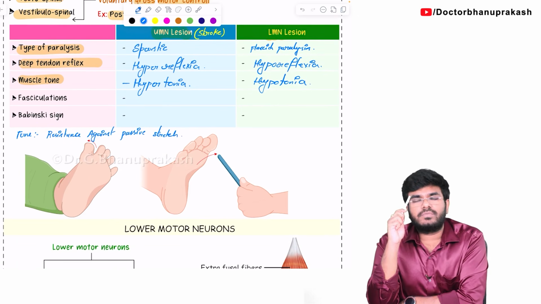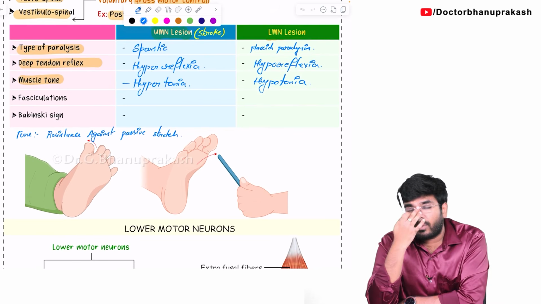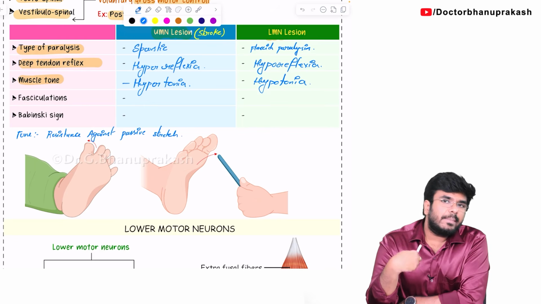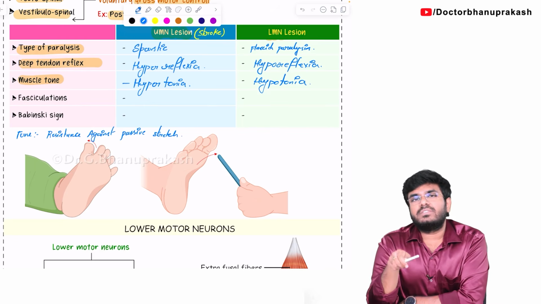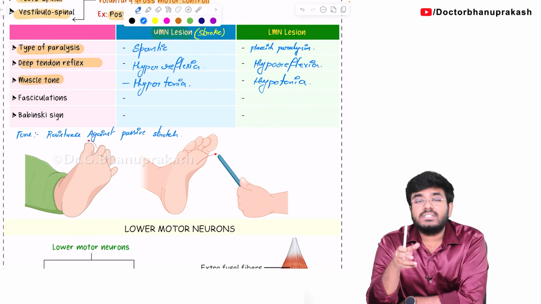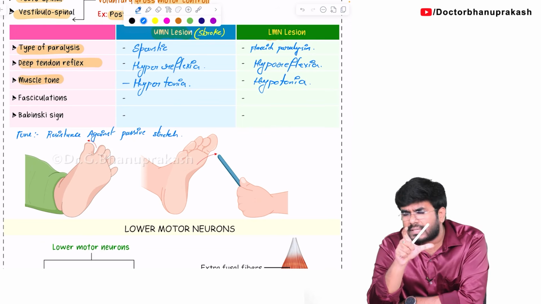If the brain is damaged, if there is a problem at the level of the cortex, what type of paralysis is going to be seen? Spastic paralysis with hyperreflexes and hypertonias. If there is any damage at the level of the spinal cord, a spinal cord lesion, there is going to be flaccid paralysis with hyporeflexes and hypotonias. So just by looking at the clinical features, you can say whether the damage is in the cortex or in the spinal cord.